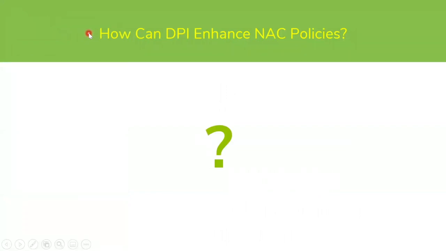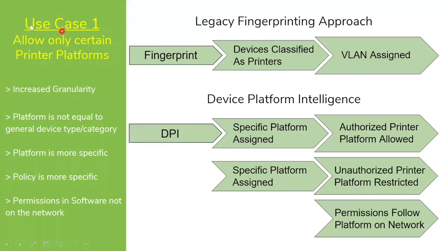Okay, knowing that this information is important, knowing that it is easily obtained from the network, now that we have this information that's very difficult to obtain typically, but not with Genians, what do we do with it? How can we enhance our NAC policies with the DPI information we've obtained from the network? We've got 3 use cases here.